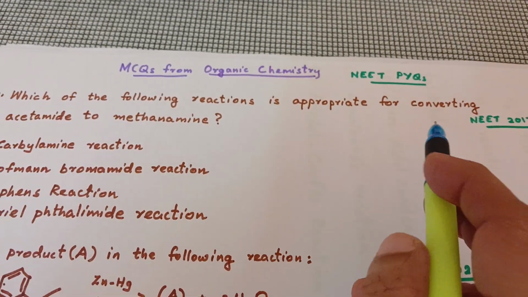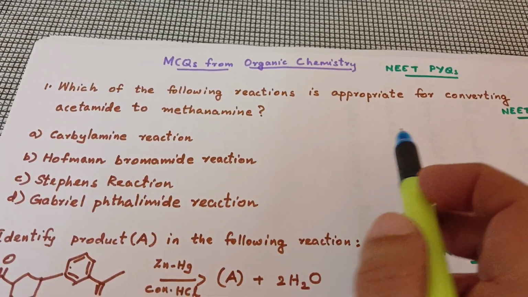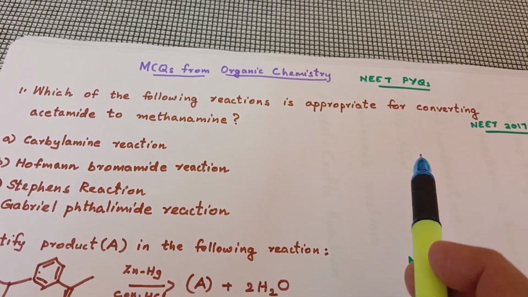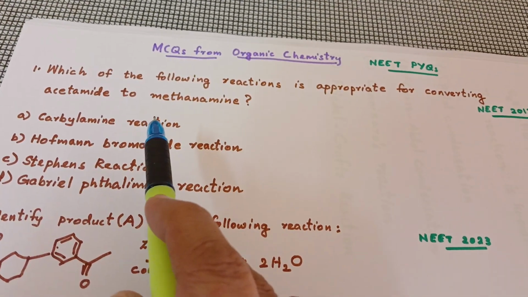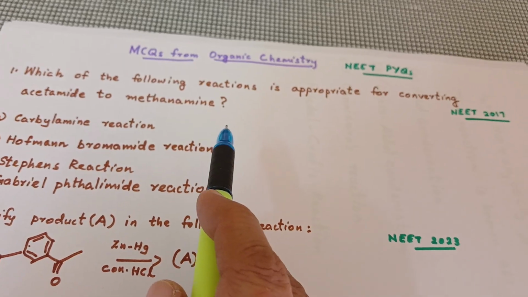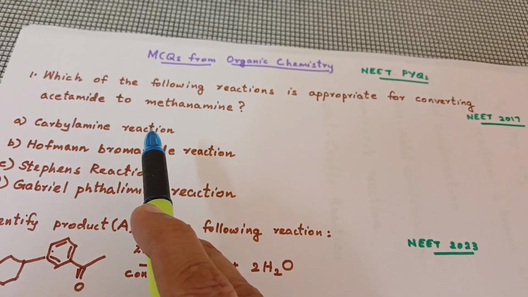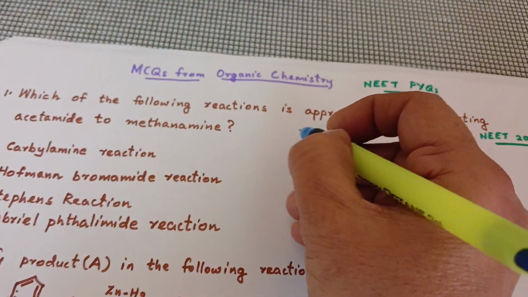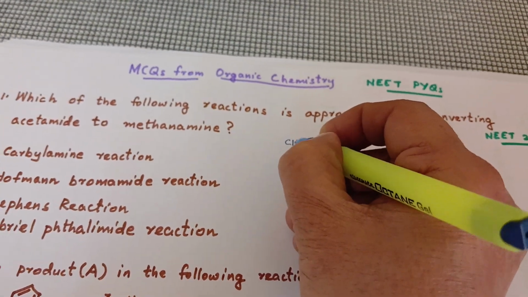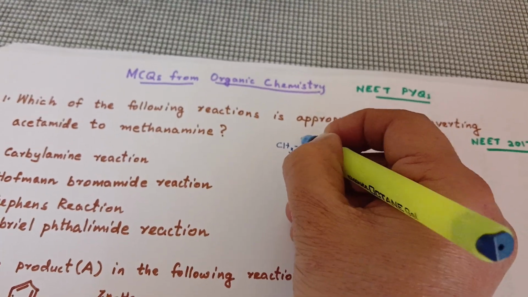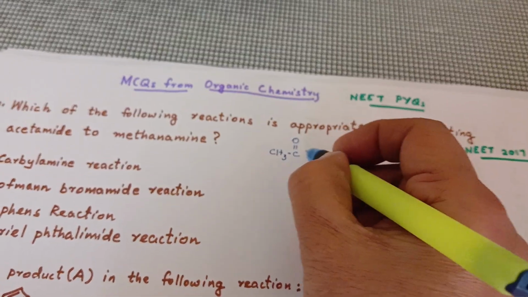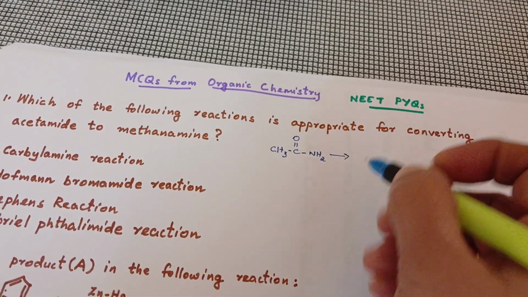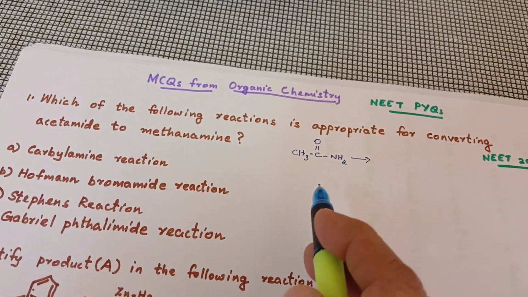MCQs from organic chemistry, that is previous year NEET questions. Which of the following reactions is appropriate for converting acetamide to methanamine? Now, acetamide is a primary amide, say CH3, C double bond O, NH2. Now, this is to be converted to methanamine.